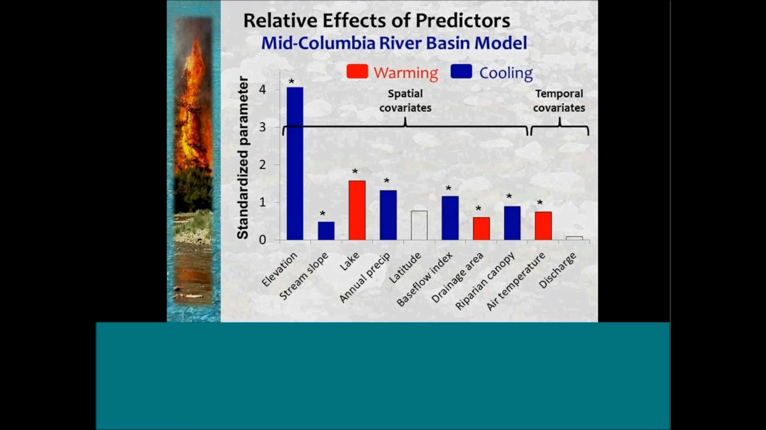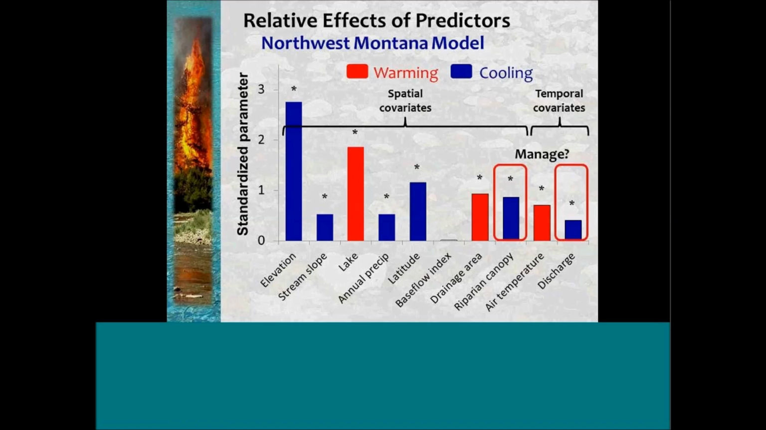What that allows us to do, which is a nice and interesting thing from the perspective of stream temperatures, is make comparisons across these different river basins to get a better sense of which drivers are always important and which drivers come and go in terms of their relative importance in different landscapes.